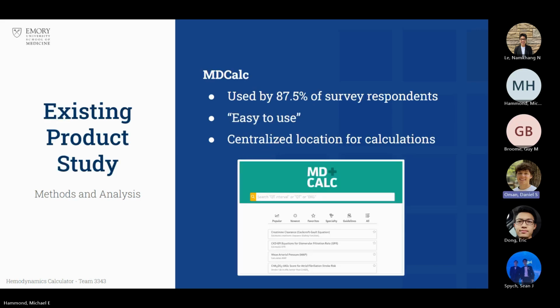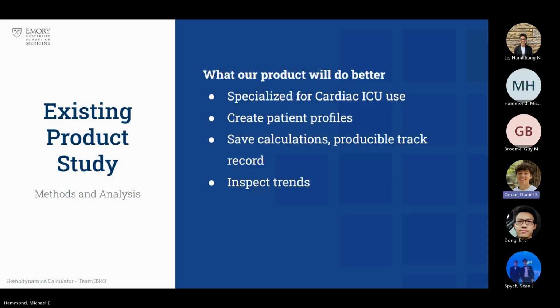Currently, MD-Calc is an existing online medical calculator, which is used by at least 87% of all survey respondents. The survey respondents say that it's really easy to use and provides centralized locations for calculations, which makes it very convenient for ICU clinicians. There's a similar sentiment expressed about the Excel methods, but we are proposing our alternative solution via our product to act as an improvement over MD-Calc. So essentially what our product does better is that it's specialized for cardiac ICU use. It allows for the creation of patient profiles and being able to save these calculations to enable for this reproducible track record, and it allows the ability to inspect trends.